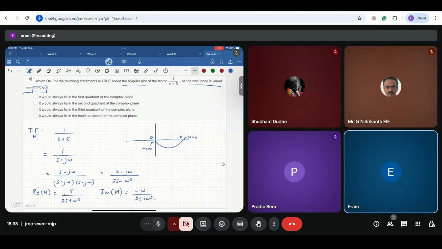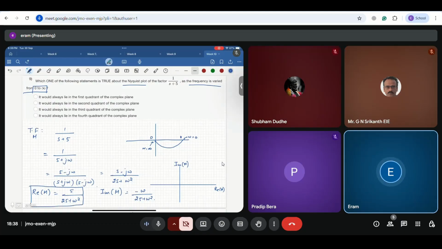Now in the Nyquist plot, we know we plot the real part of m and imaginary part of m by varying the frequency omega. Now if you vary omega, what will be the real part? Will it be positive or negative or what? We have 5 by 25 plus omega square. Is it a positive number always or a negative number always, or both? It is always going to be a positive number. So the real part is always going to be a positive number.